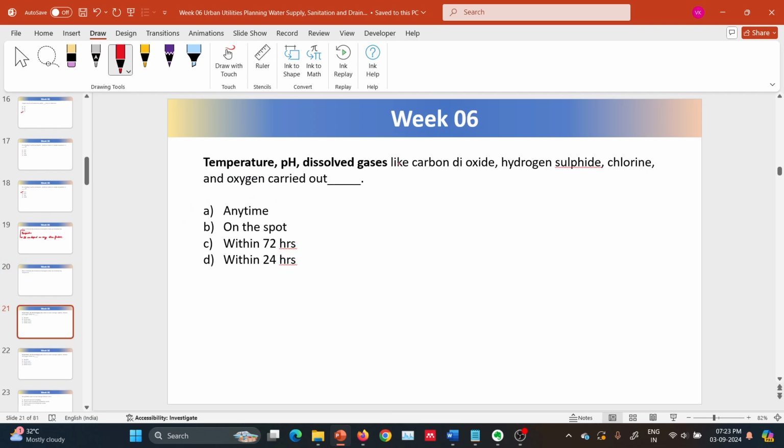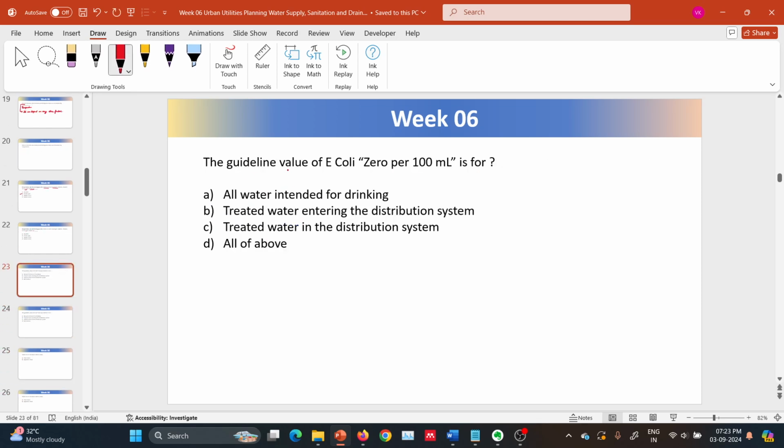Temperature, pH, and dissolved gases like carbon dioxide, hydrogen sulfide, chlorine, and oxygen are measured instantly on the spot. The guideline value of E. coli is 0 per 100 ml. So E. coli is an indicator for the pathogens, so that should be 0 per 100 ml.